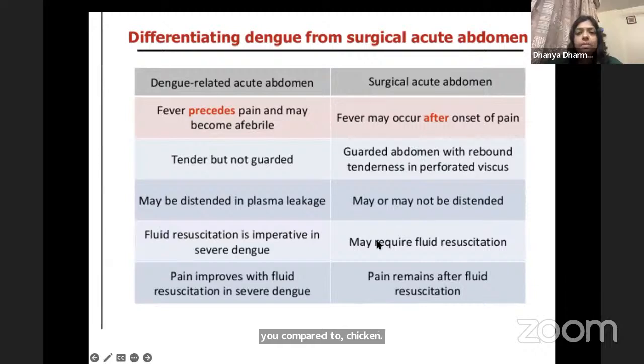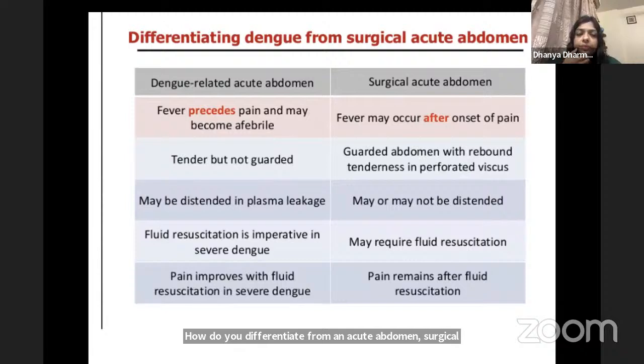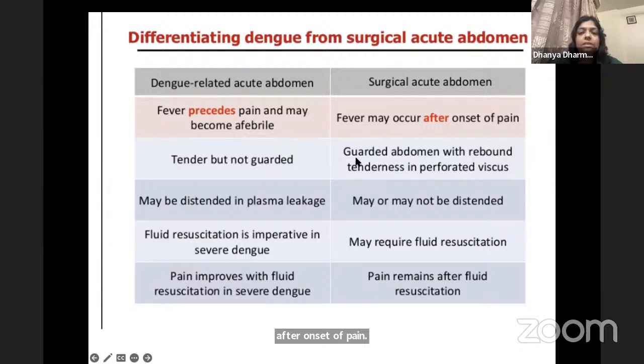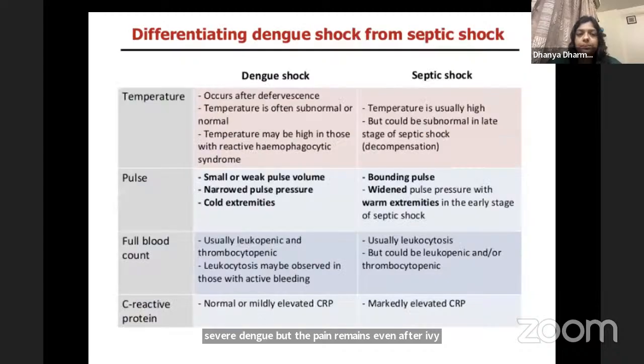How do you differentiate from a surgical acute abdomen? In dengue, the fever comes first and then the pain. So the child may actually be afebrile when the child complains of severe abdominal pain. Vis-a-vis in surgical acute abdomen, fever may start after the onset of pain. And in dengue, there is no guarding; in surgical acute abdomen, definitely you will have guarding. The pain will improve with fluid resuscitation in severe dengue, but the pain remains even after IV fluids in the case of surgical acute abdomen.